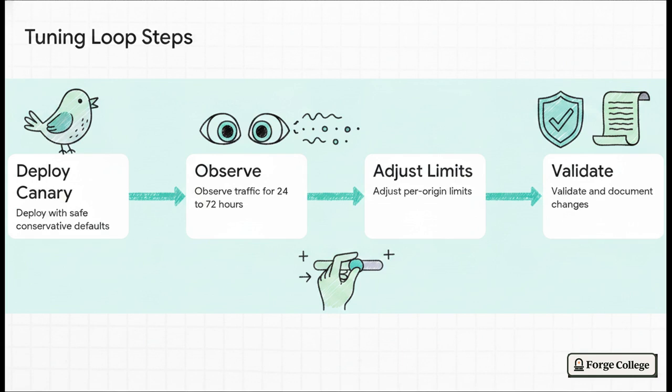Step 1, you deploy your canary with safe, conservative defaults. Step 2, you sit back and just observe the traffic for 24 to 72 hours. Step 3, you adjust those per-origin limits. And Step 4, you validate and document the changes. So you're observing and adjusting the token limits for specific partners, rather than dangerously raising the global quotas for everybody.